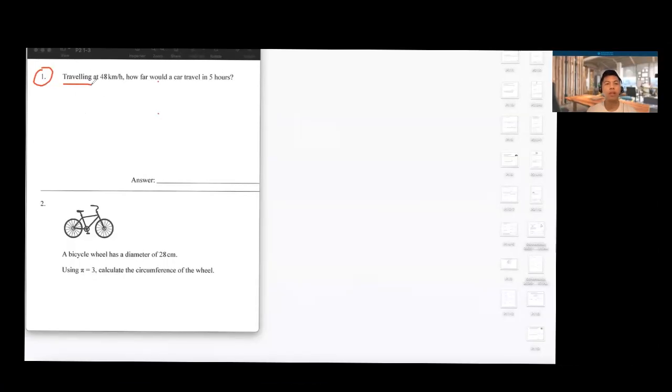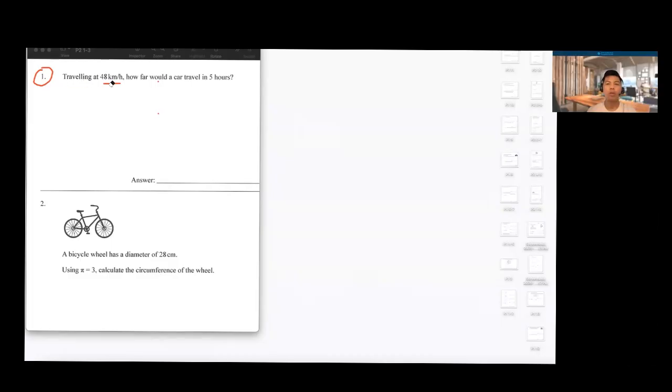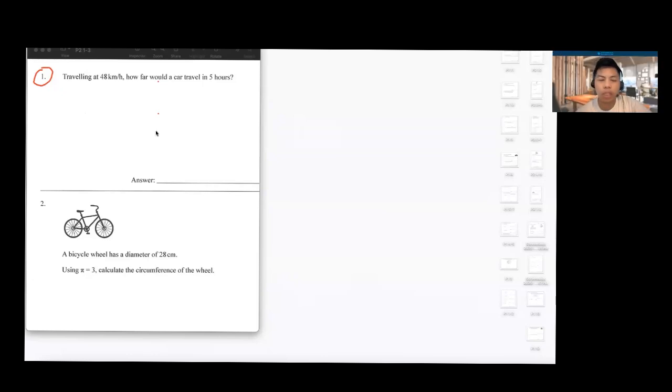So, traveling at 48 kilometers per hour, how far would a car travel in 5 hours? Okay, when you're solving this problem, are you recalling some facts or concepts that your teacher taught you before? Hello, Malia. I need you to answer. I want to know if you know it. I know how far, I will explain.